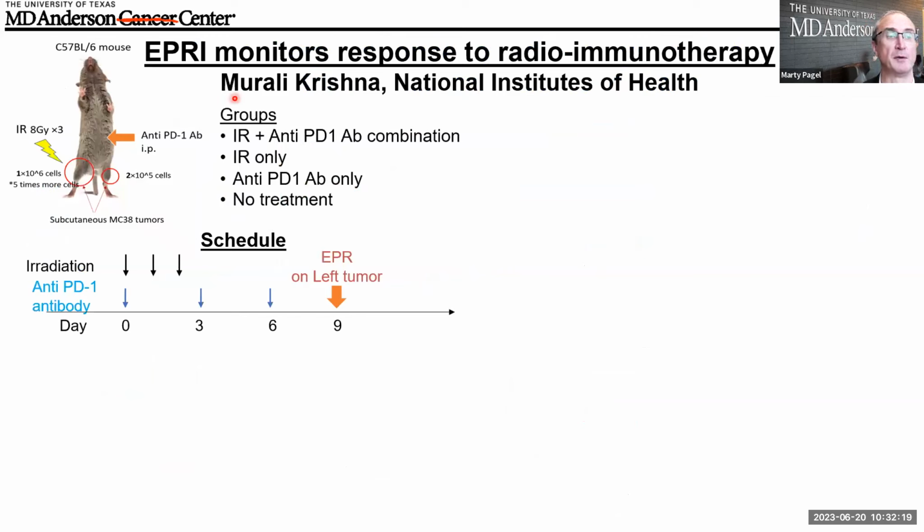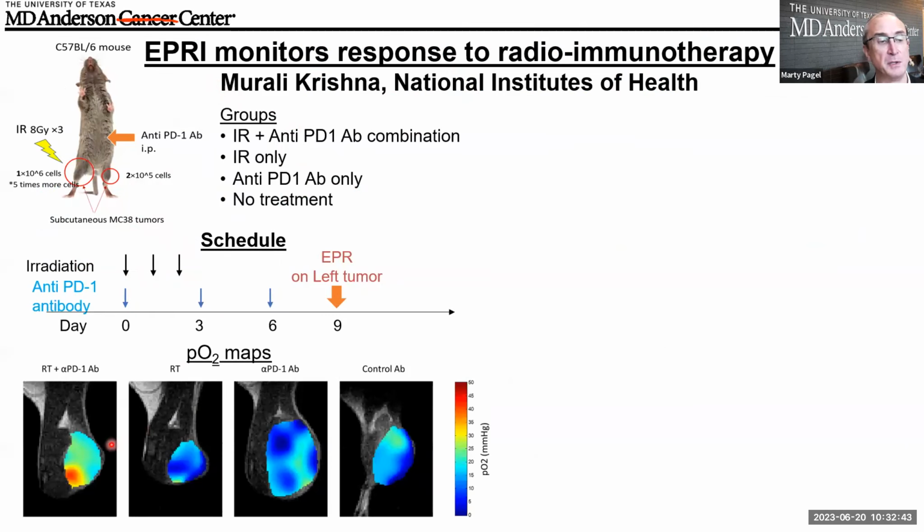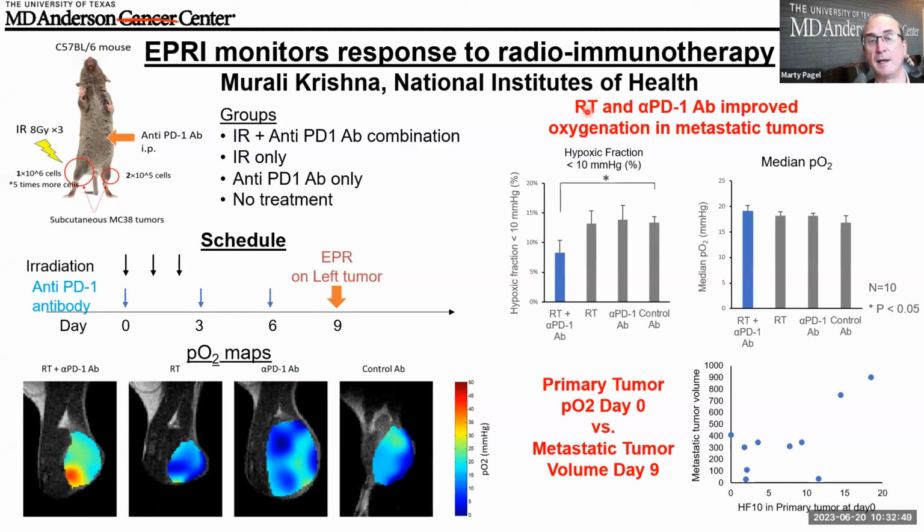Along with that same idea, Murali Krishna at the NIH has also been performing EPR imaging along with other imaging methods to look at the tumor microenvironment. Here's a case of radioimmunotherapy, combining irradiation and anti-PD-1 antibody treatment for immune checkpoint blockade. And then to measure EPR at the end of the study, and here are the EPR maps of the PO2 for this tumor on the leg of the mouse. What I really want to focus on are these graphs here, looking at the combination of radiotherapy and immunotherapy together, showing that they had the greatest reduction, or lowest amount, of hypoxic fraction in these tumors.